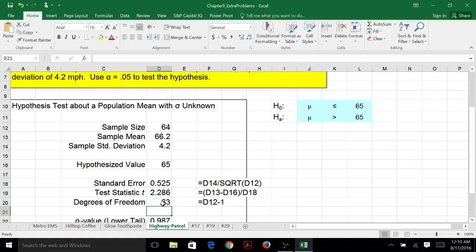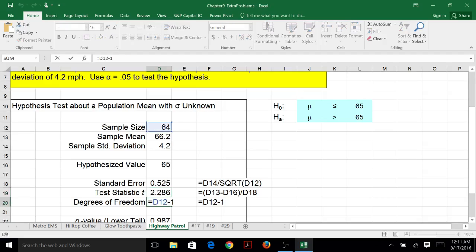Here's another template for the t-distribution. I'll save you the effort. 64 is the sample size. You would hope that it's 65 or less. That's what the law states, but you found from the sample of 64 that we're going 66.2, with a sample standard deviation of 4.2. Create the standard error, which is the sample standard deviation divided by the square root of the sample size. Create the test statistic. Degrees of freedom.